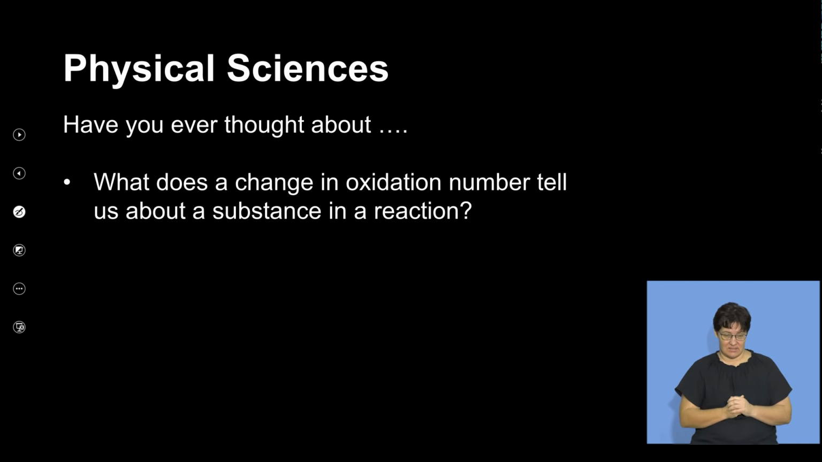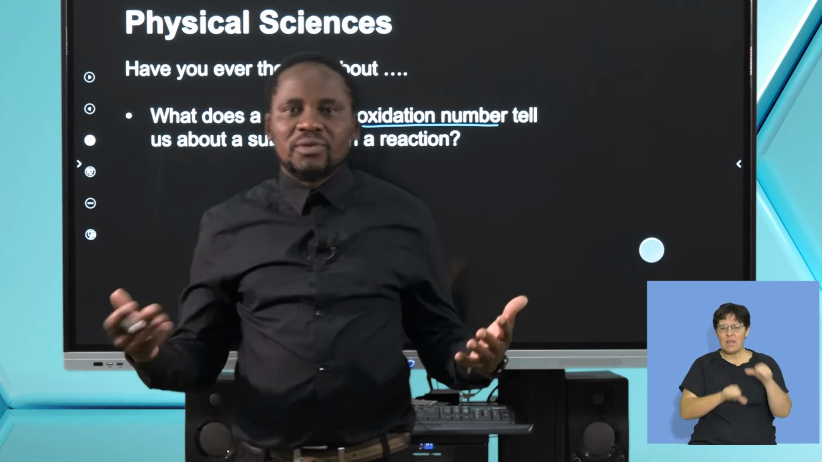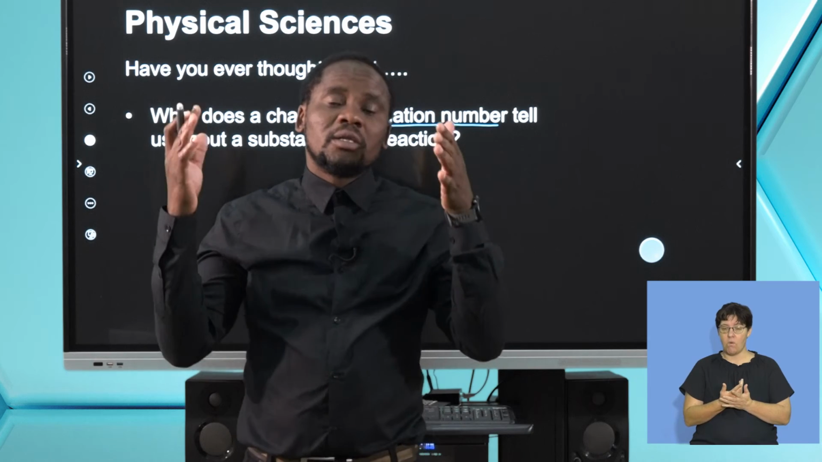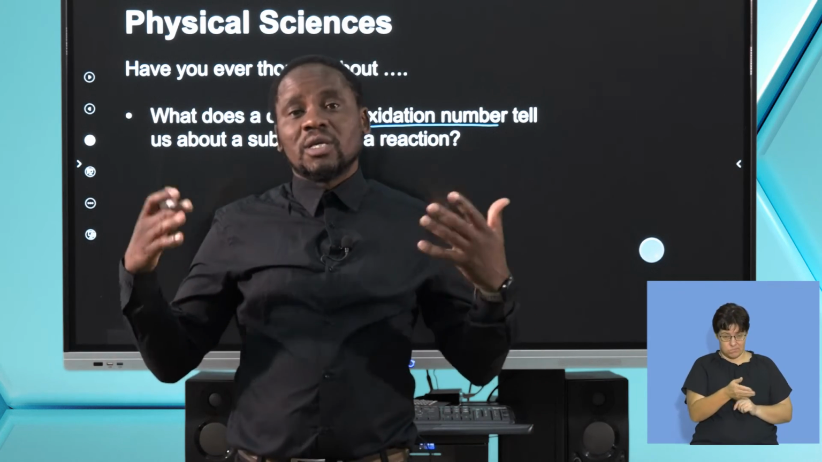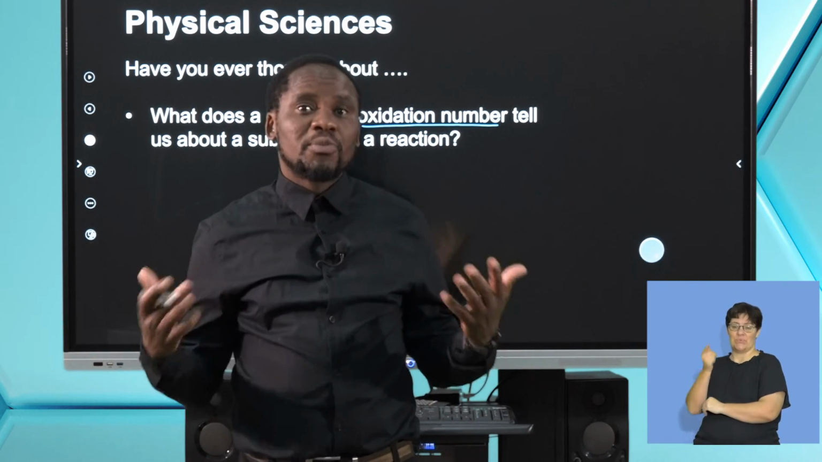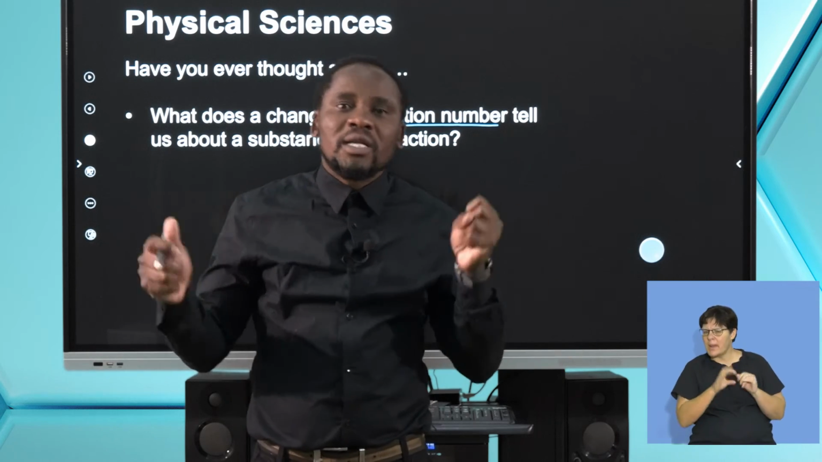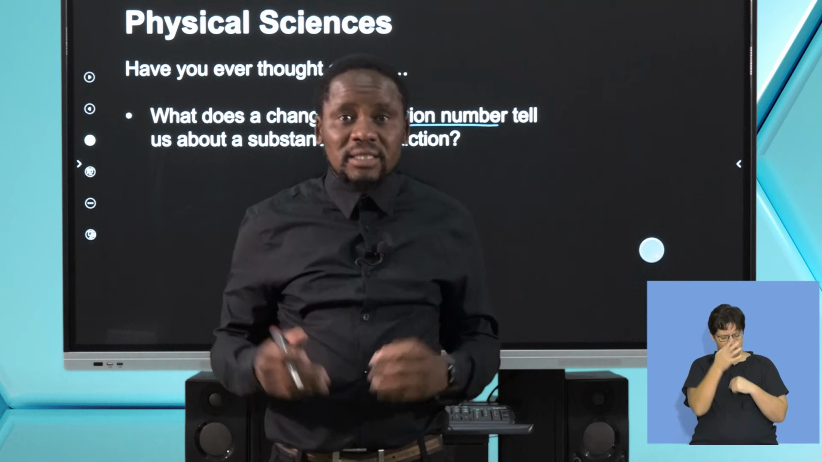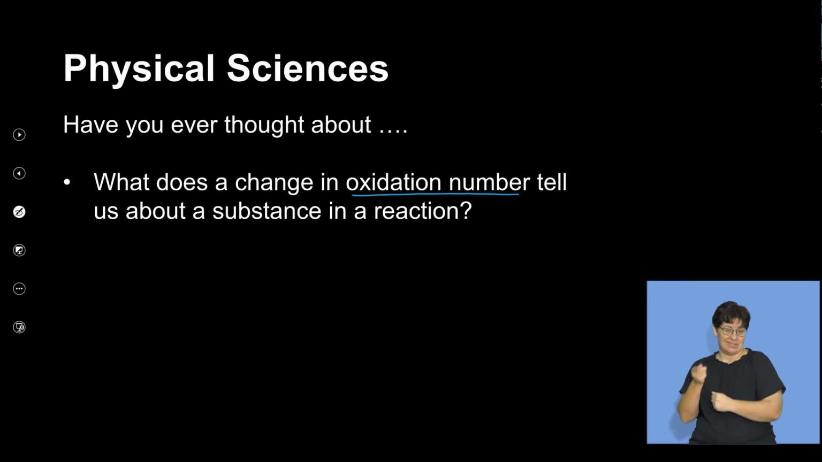So the big question now that we want to pose is: have you ever thought about exactly what happens, what does a change in oxidation number tell us about the substance in a reaction? In a chemical reaction, there are a lot of changes that happen in terms of the electrons of the substances, the atoms that form new substances when we form products. So we want to try and find out what happens in terms of oxidation numbers when a typical reaction does take place, right? So that's the big question for now.